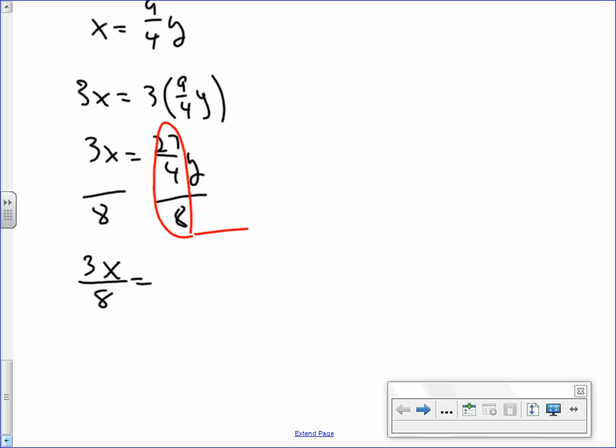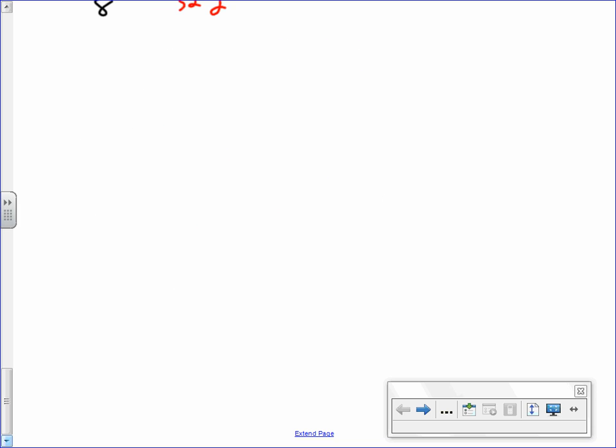It's 27 over 4, and that needs to be in parentheses, divided by the 8. And the answer will come up as 27 over 32y. And that should help you get through number 19. Okay? And one last one, number 36.